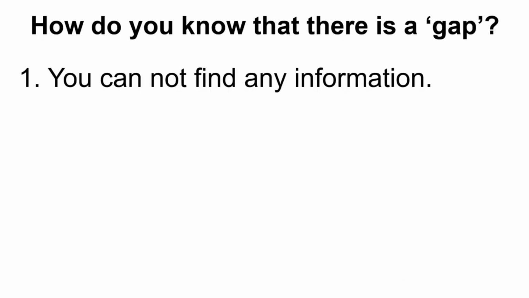Number one, you cannot find any information. You have searched the library catalog, you have searched journal catalogs, you have searched everywhere, but you cannot find the information you want. This is an indication that there is a gap. Consult your librarian to help you if you cannot find any information.